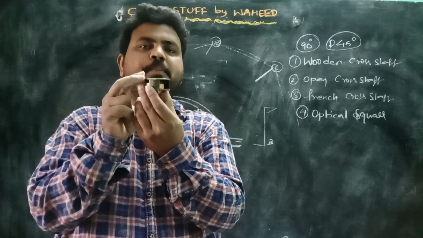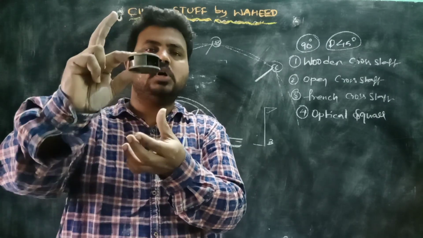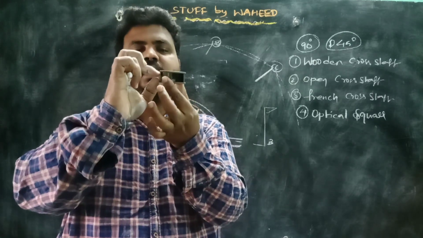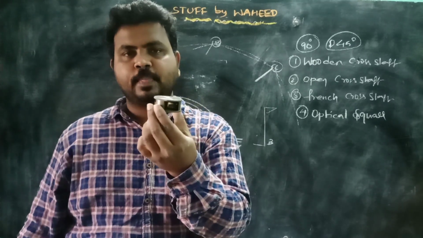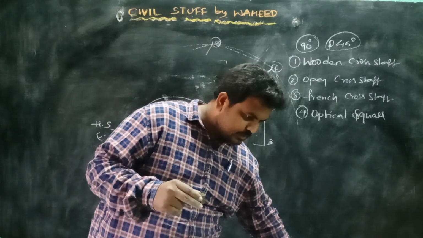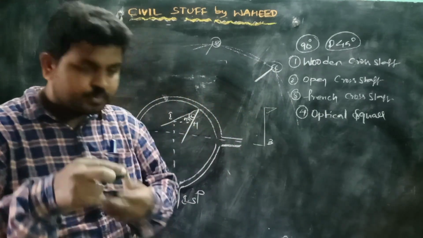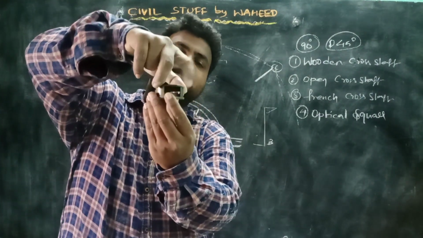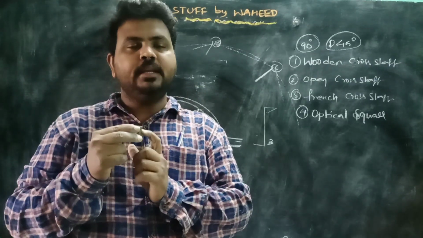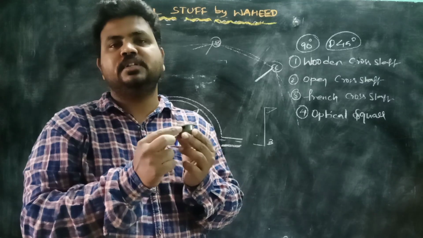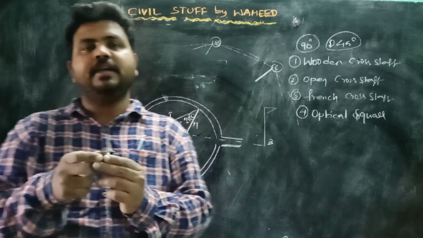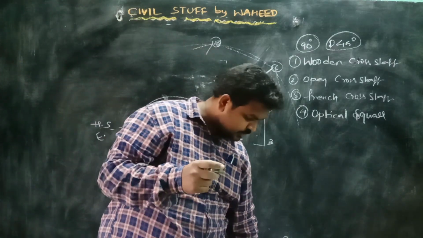So this is an optical square, a metal box of diameter around 50 mm, and the depth of this one is 12.5 mm. In that, it can slide like this. You will be having an eye vein. Next one is a ranging vein, and this one is the index vein. Eye vein, ranging vein, and index vein.